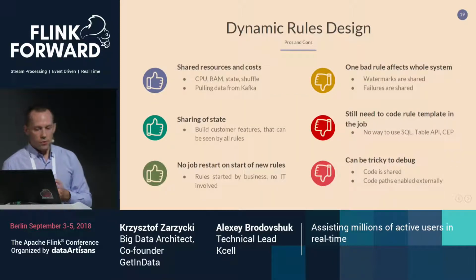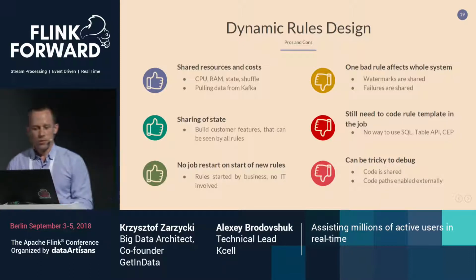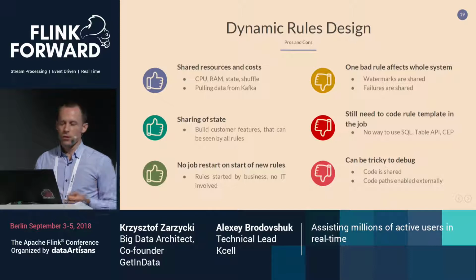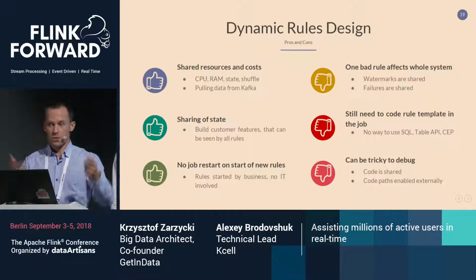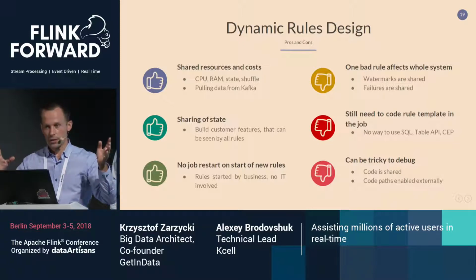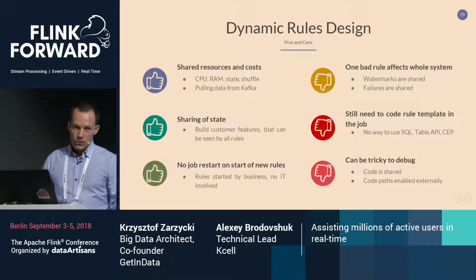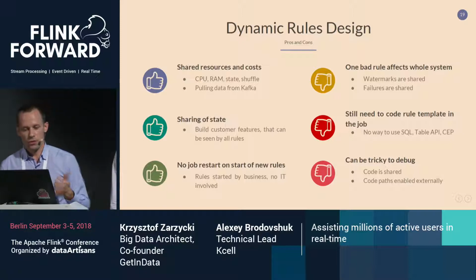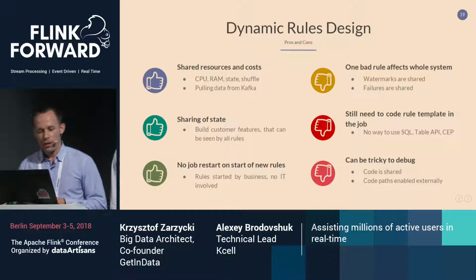All right, now some pros and cons, because there are cons as well to that design, right? Big pro, we share resources again: CPU, RAM, state, and also shuffle, right? Because there's only one shuffle by user ID, and that's of all the data, right? It's not per job, it's really once. And we pull the data from Kafka once, right? Those 160,000 events, just once. If we had to run it per job, there would be hundreds of times that throughput, I would say.